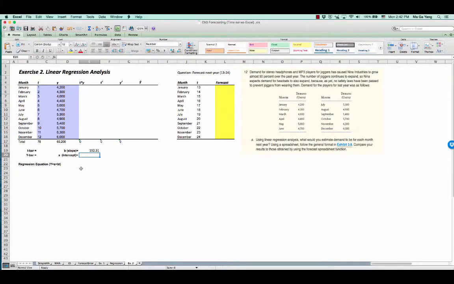Then you can find the slope is 192.33. Next, the intercept function. Again, you choose the demand data, comma, and the time variable. You find the intercept is 3766.67.